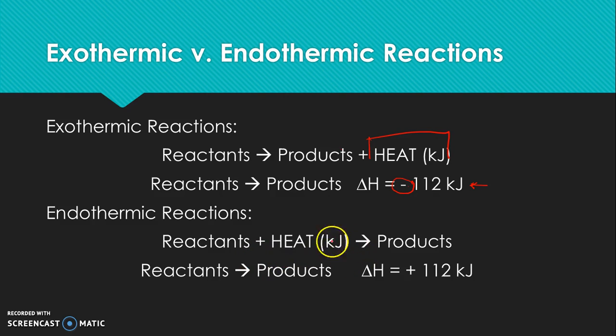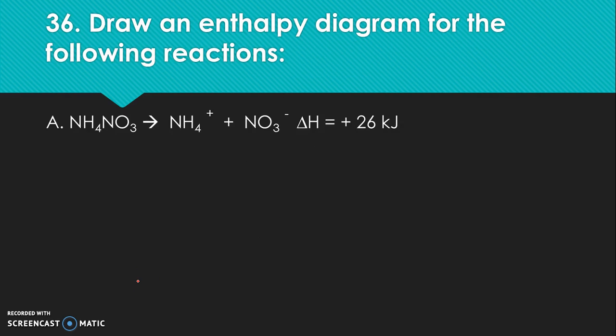Or in opposite, endothermic, heat is one of the reactants, yields the products, or we leave it as delta H. That positive tells us that the heat of reaction was positive, which means the heat of water is going to be negative, which means we're losing energy. So another thing that we can represent it as is what we call an enthalpy diagram.